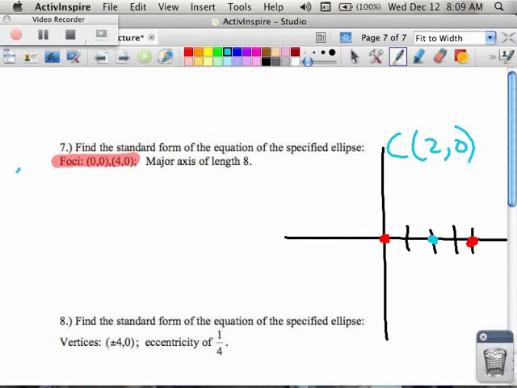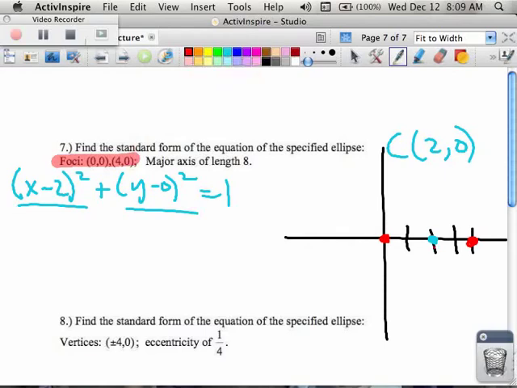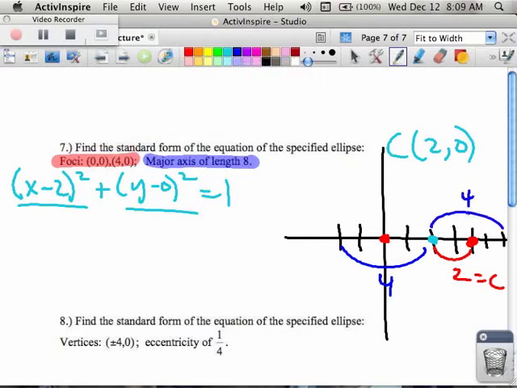That means I know that my equation is going to be (x minus 2) squared plus (y minus 0) squared equals 1. I also know that since those are my foci, that distance between the center and one of the foci is 2, and that's my c value. And then they tell me that my major axis has a length of 8. So since my major axis is a length of 8, and I know I'm going in the horizontal direction, that means I have to go 4 units from the center in both directions, because if I have a length of 8, I need 4 to the left, and I also need 4 to the right in order to make a total length along the major axis of 8.